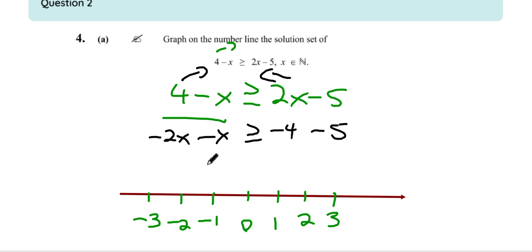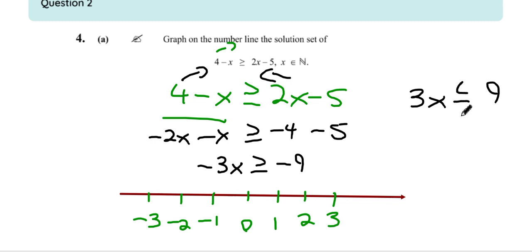And if you can, take down the fixes. -2x minus x. Anybody? -3x ≥ -9. We're going to magic wand it. What does magic wand it mean? Everything's positive? Yeah. Now there is a problem with the magic wand in this question. Can anybody tell me what the problem is? It changes the direction. Why does it change the direction?